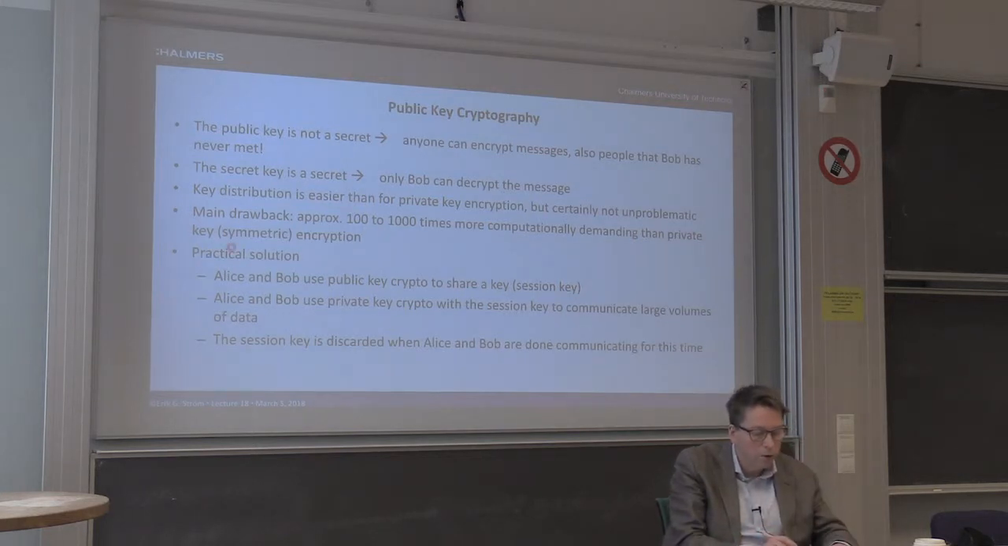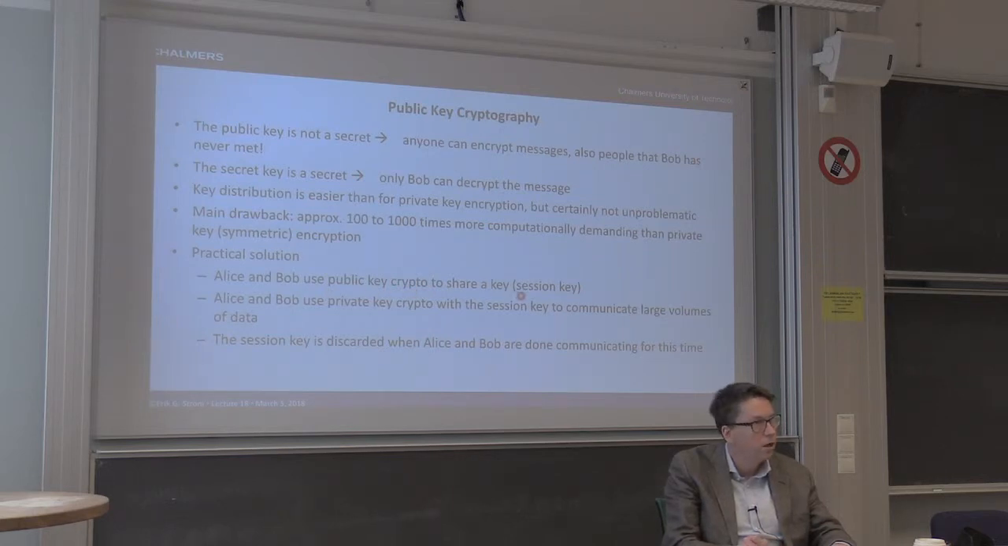So a practical solution is that if Alice and Bob want to communicate, they use public key crypto to share a private key that only they know about. It's sometimes known as a session key. And then they use private key crypto, symmetrical crypto, with the session key to communicate large volumes of data until they're done. And once they're done, they throw away the key.